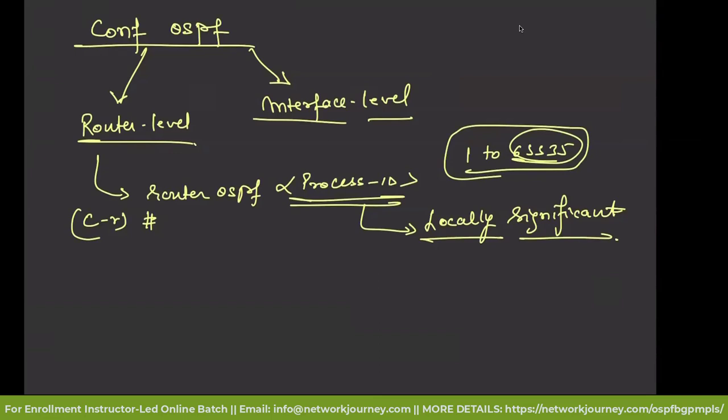It doesn't need to match on the other side, but guys, as best practice, you should match it. And in MPLS, it needs to match. Otherwise, it's going to impact your routes. There is a concept in MPLS: if you run OSPF and the process ID is not matching, it's going to change your route types. So again, there it's going to have significance as well. Okay, so what is the next command? How are we going to advertise the network?